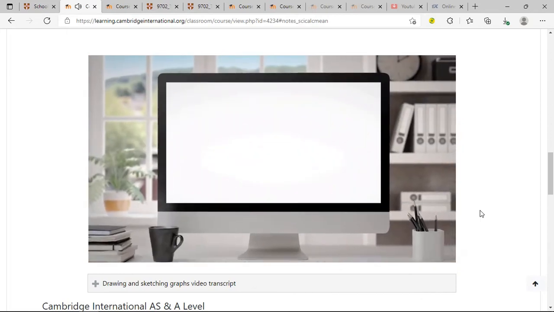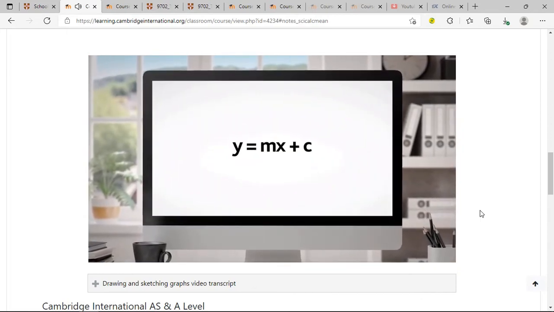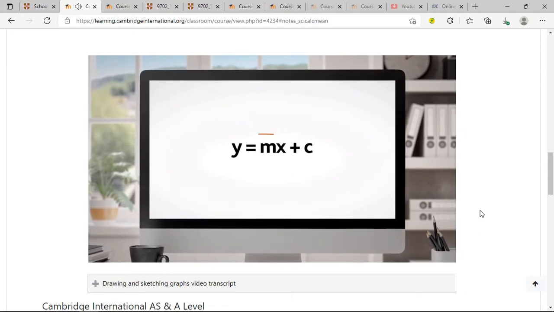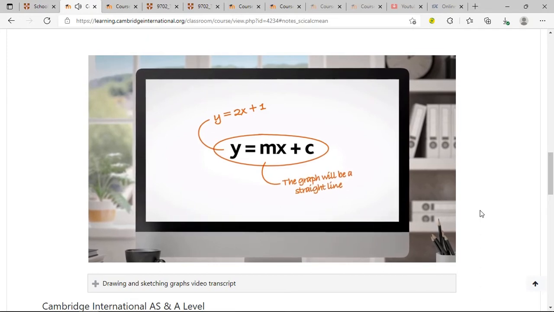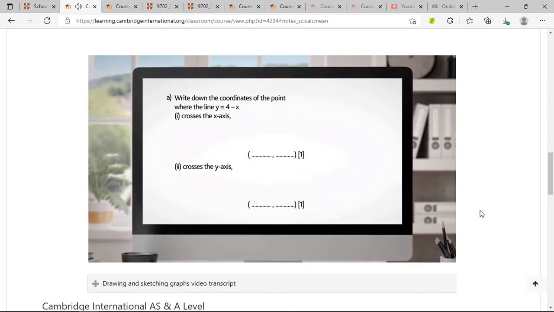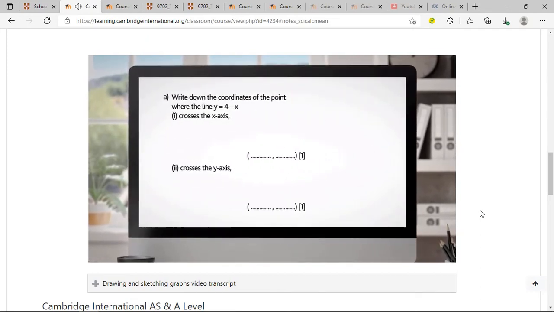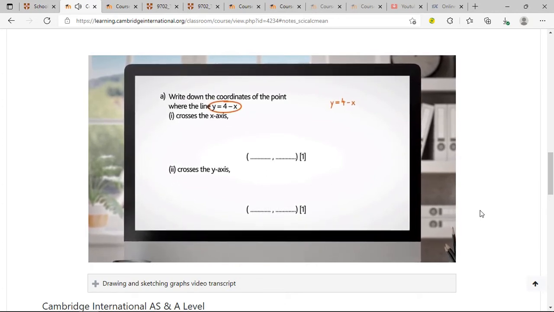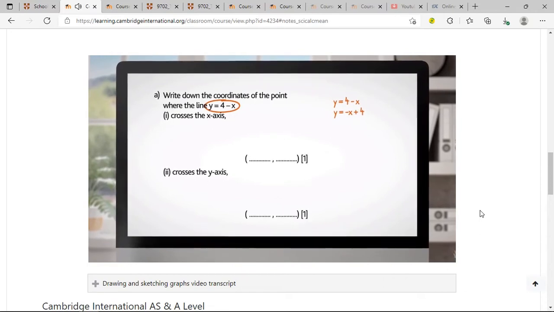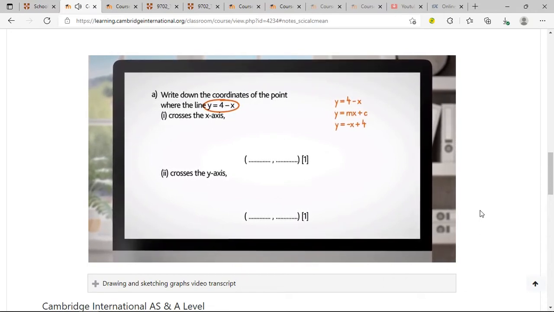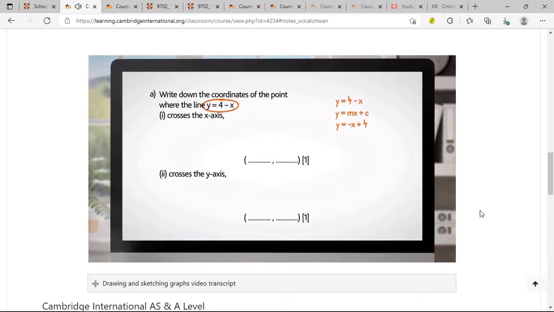When the equation of the graph follows the pattern y equals mx plus c, for example, y equals 2x plus 1, the graph will be a straight line. In this Cambridge examination question, the equation of the line is y equals 4 minus x. If you rewrite this as y equals minus x plus 4, you can see it fits the pattern for the equation of a straight line.